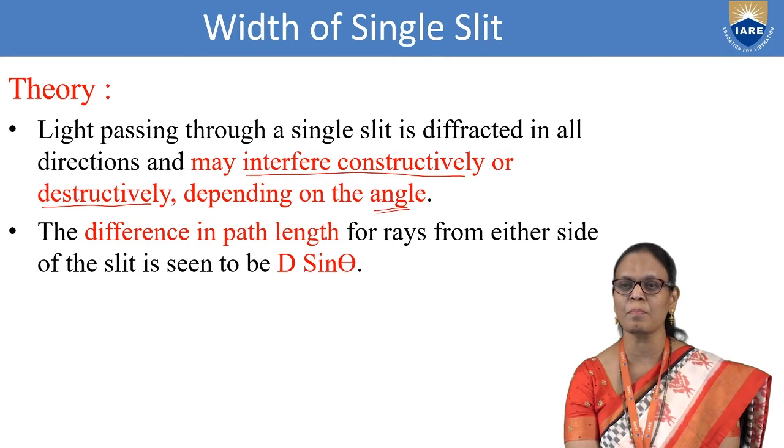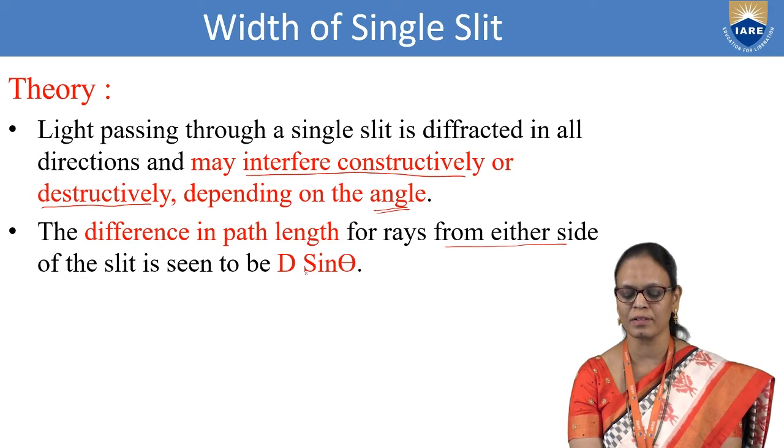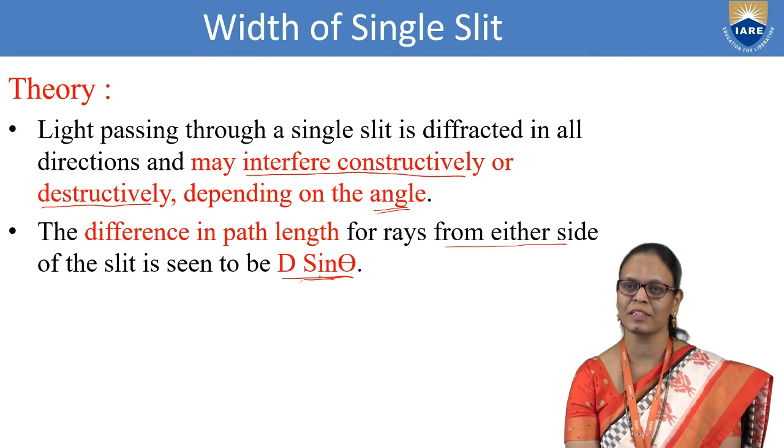Now, the difference in the path length, meaning the length of the path traveled by the rays from either side of the slit, is considered to be d sin θ. So now we are going to use this formula. The difference in path length, nλ, is given by d sin θ.